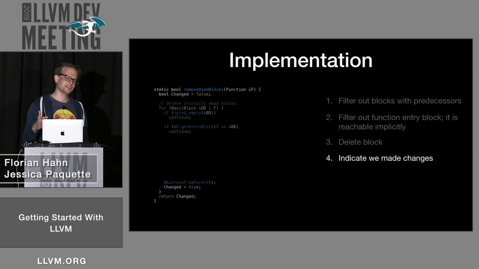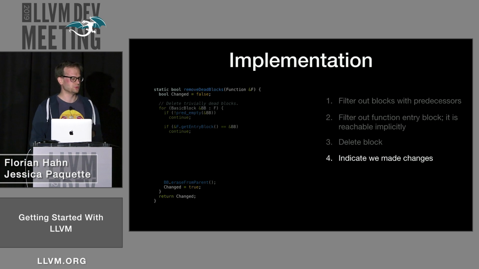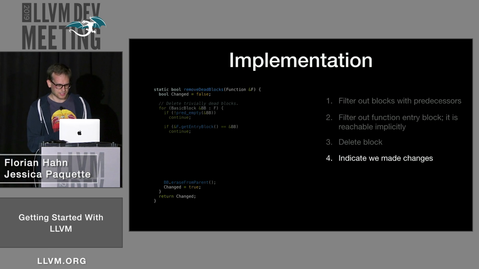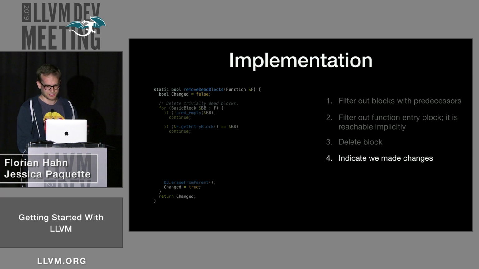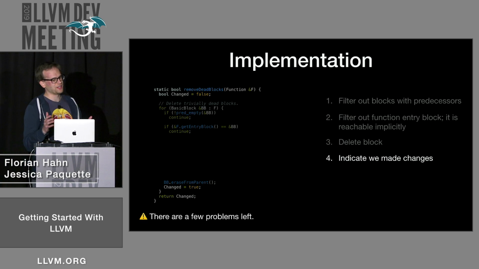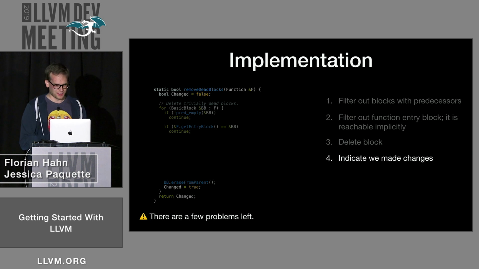And finally, we also want to indicate to our caller whether we changed the underlying IR or not, because this allows the calling function to decide whether they want to do further transformations or they want to run some analysis again. So for those kinds of things, it's really useful to indicate whether we made some changes to the IR. Okay, so are we done? No, unfortunately, there are still a few problems left that we have to account for when we make changes to the IR.